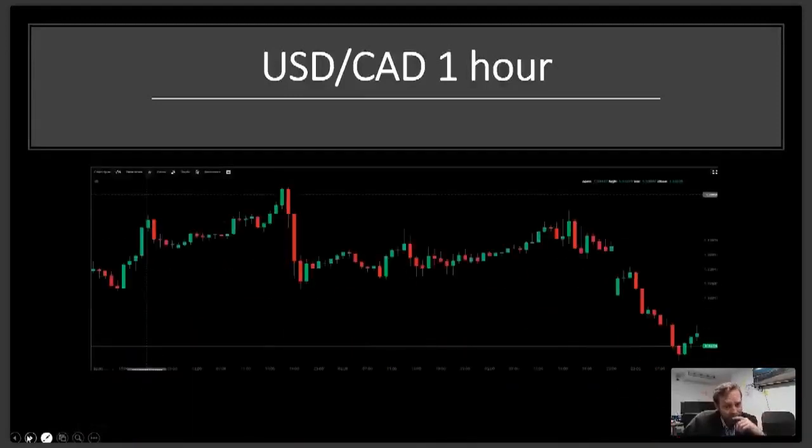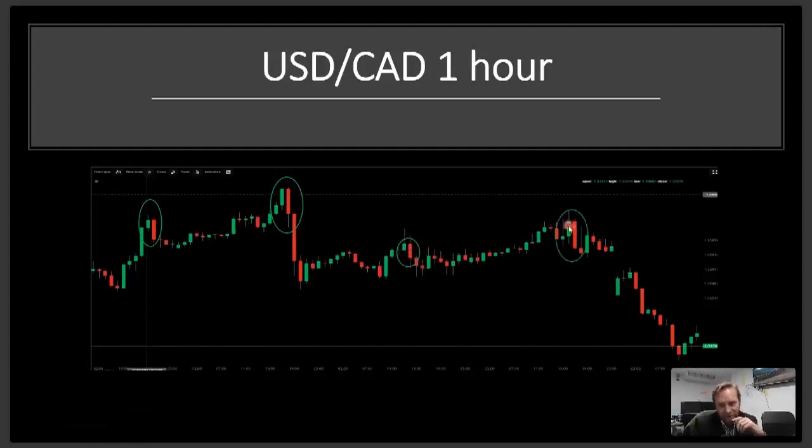This is the dollar CAD 1 hour, and there's quite a few here. Uptrend, uptrend, uptrend. There we go. There's a bearish engulfing candle. Indeed, the market starts to reverse. Again, uptrend and a bearish engulfing candle, and the market starts to reverse. Here we have another one, and the market starts to reverse, and so on.